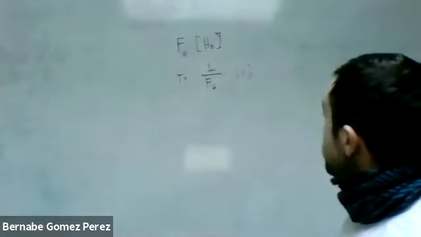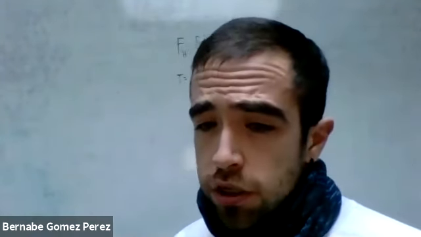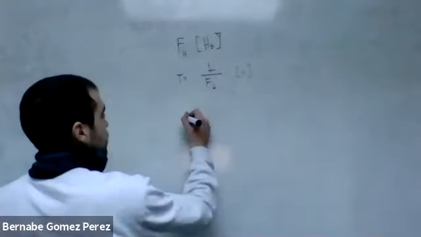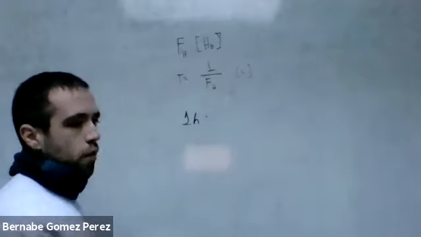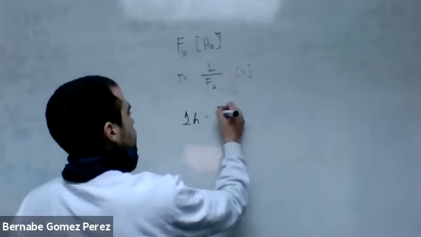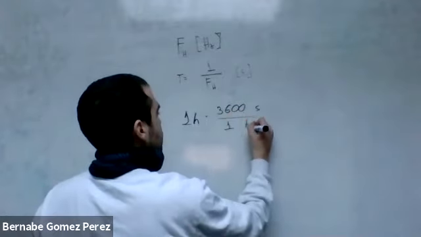And how many cycles occur in 1 hour? Okay, so basically the frequency is the oscillations per second. So we would have to calculate the number of seconds that are in 1 hour. Okay, so how many cycles occur in 1 hour? So first we need to transform 1 hour to seconds. How do I transform this? Well, I know that 1 hour is 3,600 seconds, right? So 3,600 seconds is 1 hour.